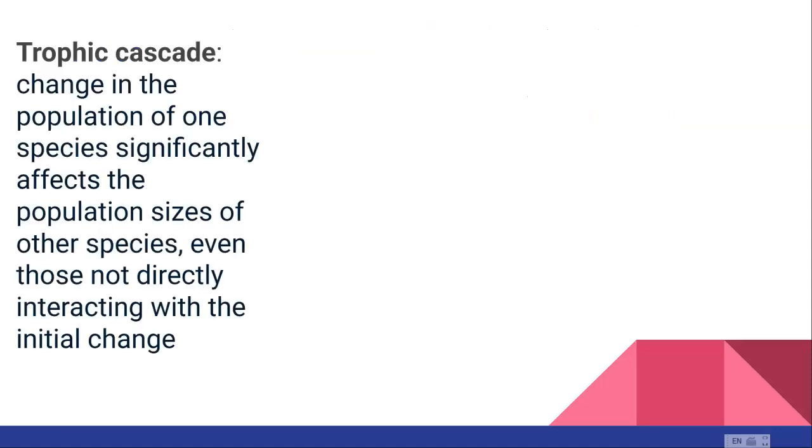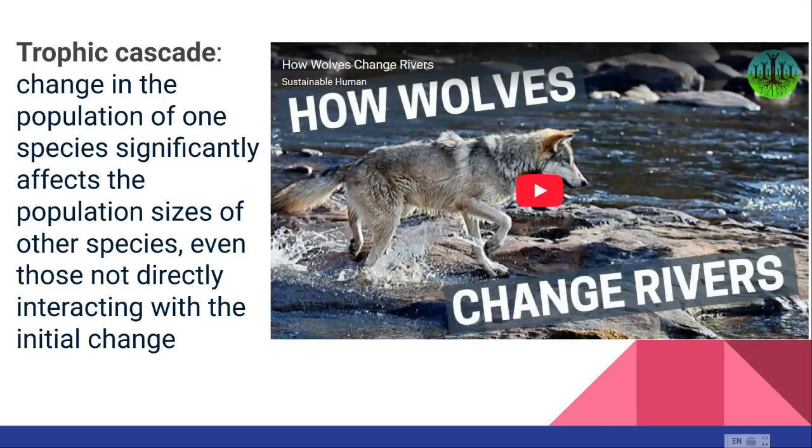But think about it. All right, so hopefully you were able to watch this amazing video about how the wolves changed rivers. In this, I think they mention, if they didn't mention, it is all about a trophic cascade. Okay, and this is a change in the population of one species that significantly affects the population sizes of other species. So when we added the wolves, it had a trophic cascade and it affected the population sizes of everything else in that ecosystem.